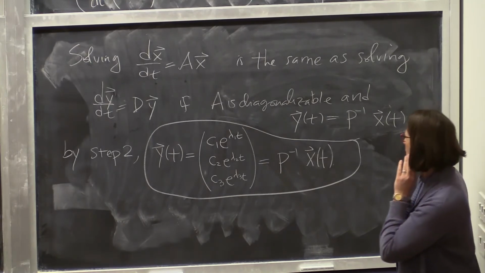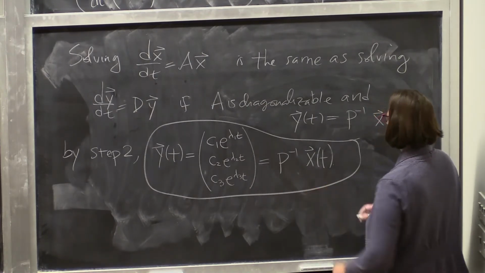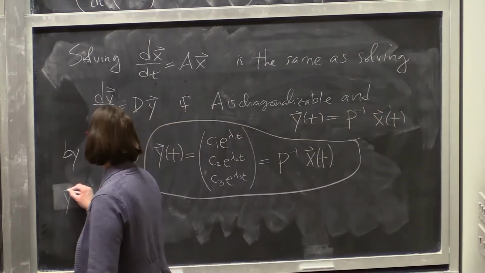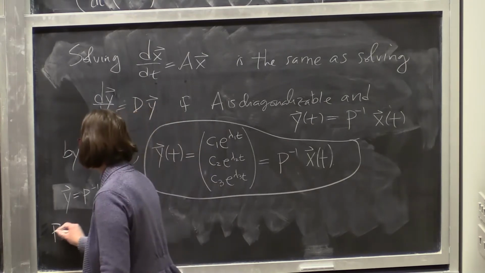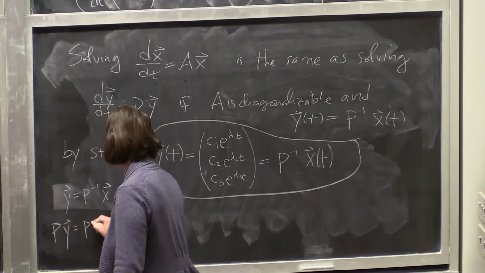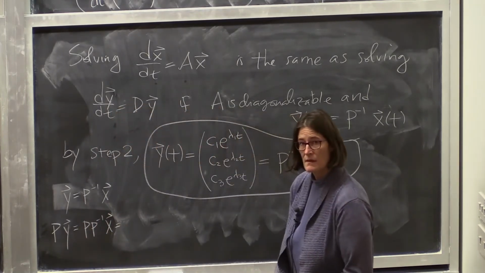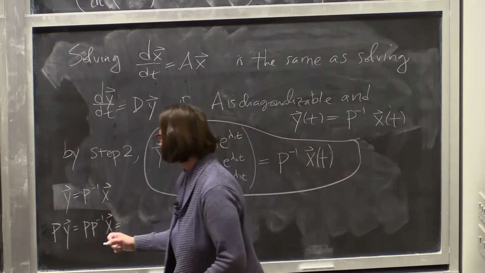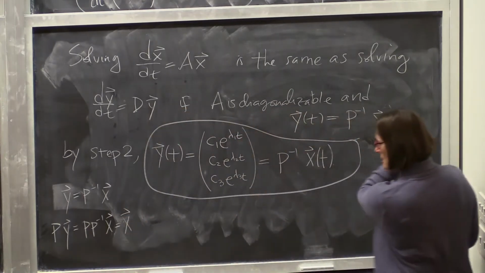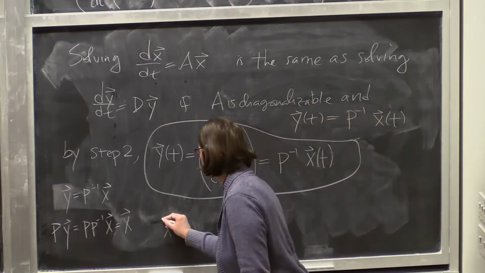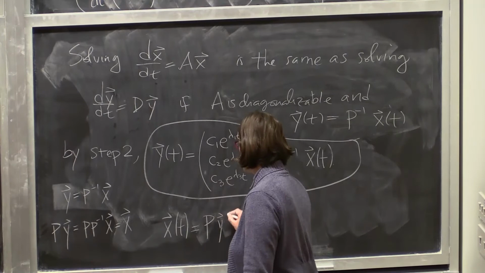Multiply by p. So if I multiply by p, I will get x of t. So if I have that y is equal to p inverse x, if I left multiply by p, I have p times y is p times p inverse times x. And p times p inverse is what? Identity. And identity times x is what? X. So I have x of t is equal to p times y of t.